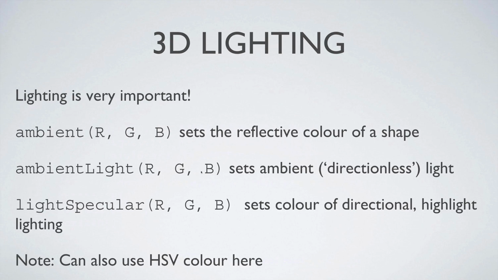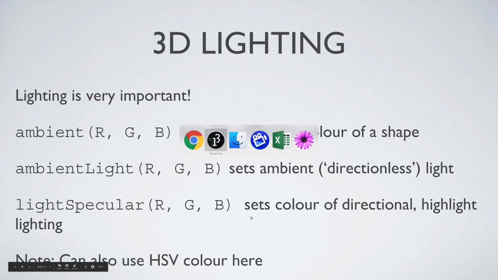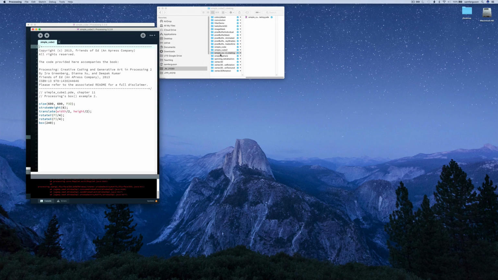Ambient light here sets the ambient directionless light. So some light in any scene is light from, say, the sun or a lamp. It's light that is direct. And some other light is reflected off the surface. So if you're sitting in the shade, you're still not in complete darkness because there's light around that is being reflected off other surfaces in the environment. And that's ambient light. Light specular sets the color of the directional light. So that sets the color of the sun, for instance. And you can also use HSV terms here. So let's have a look at an example of that.